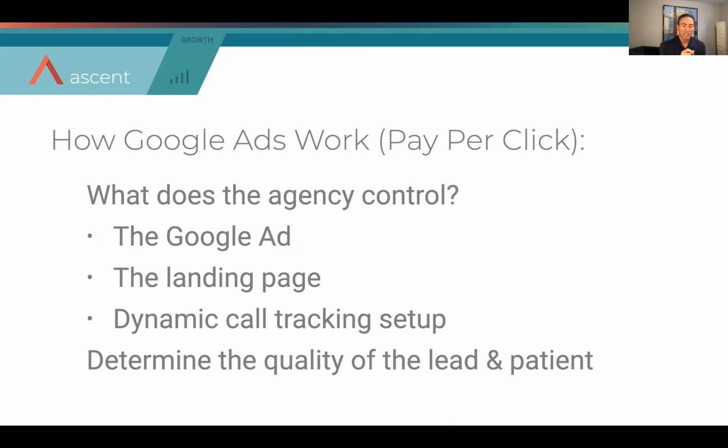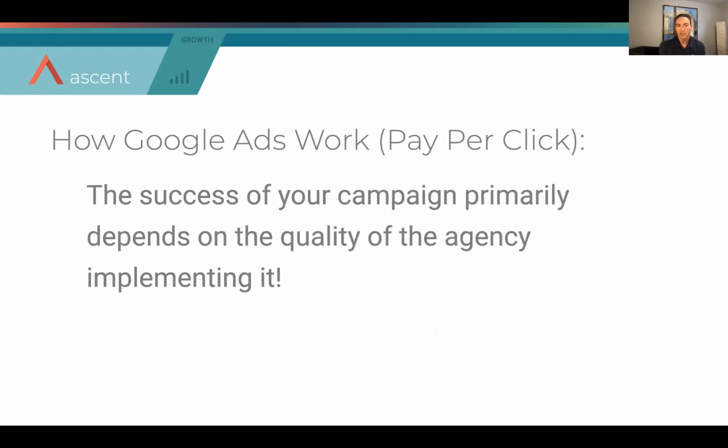There are companies we've seen that can just push phone calls in, but they're not really good quality. They're ultimately going to not convert or drive your per patient value down. That's not what we're all about, because ultimately the success of your campaign is really dependent primarily on the agency and their ability to do it right. And that's what we really focus on.